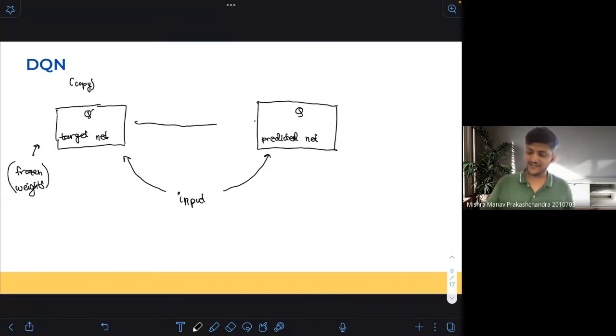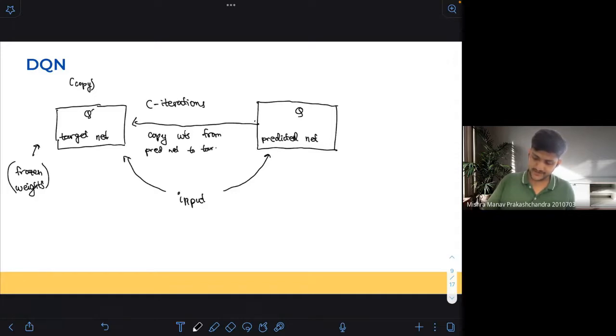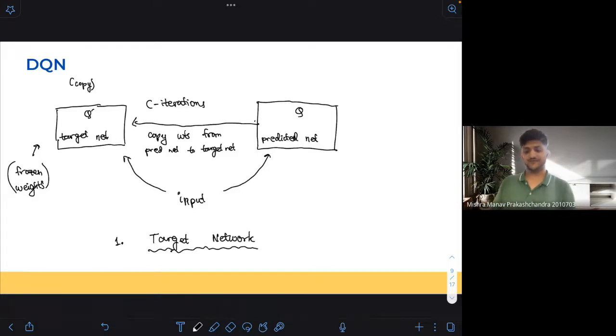And after a certain number of iterations, let's say after C iterations, I copy weights from the predicted net to the target net. Using this, we make this non-stationary target somewhat stationary. For C iterations, this target is stationary. After that, the target changes, but again for the next C iterations, it becomes stationary. So this is one important part in DQN. You have a target network, but the updates are only made on the predicted network. This is just a copy that you're maintaining, and in between you transfer all the updates that you have over there, right?